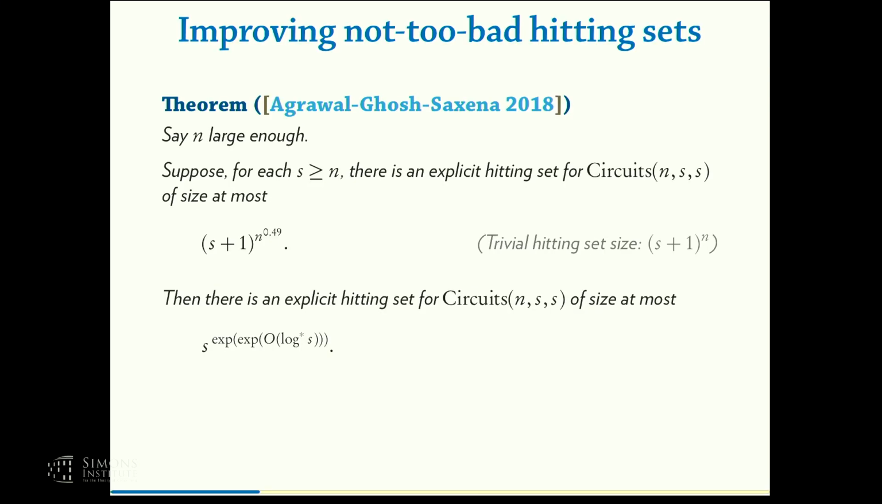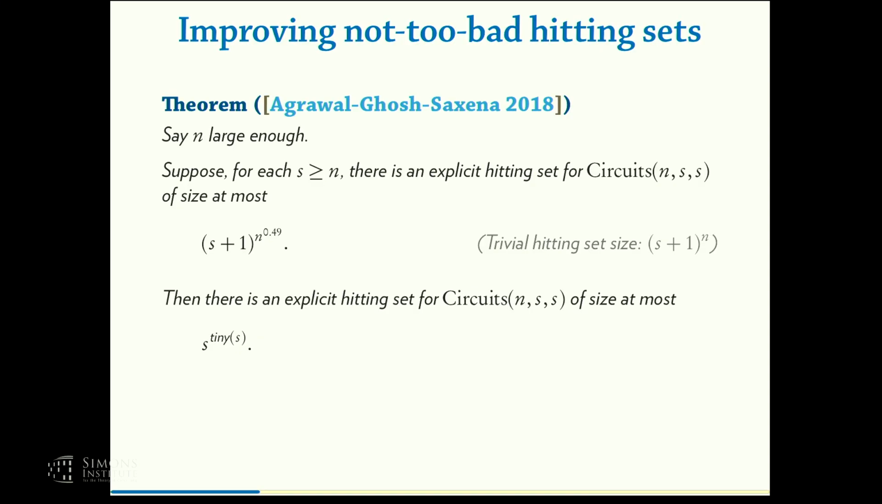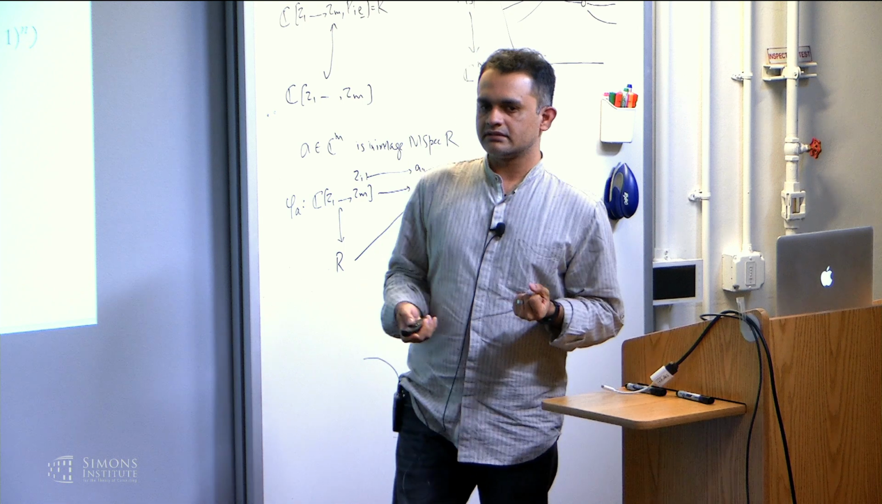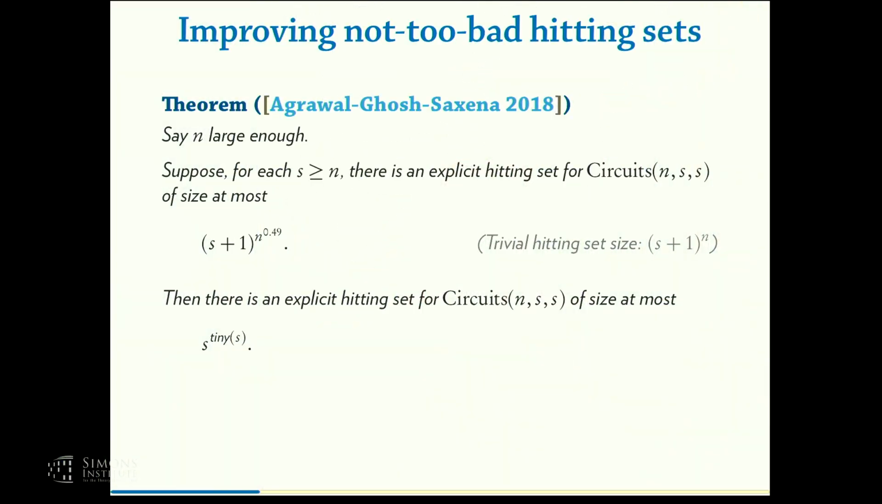If you care about what this function is, it's a double exponential in the log star function, where log star is defined as the number of times you need to keep taking logs for it to drop below 1. What's a few log stars among friends? So this says that if you have some not too bad hitting set, then you can use this to construct a really, really strong hitting set. And what we do in this work is improve this in two aspects.